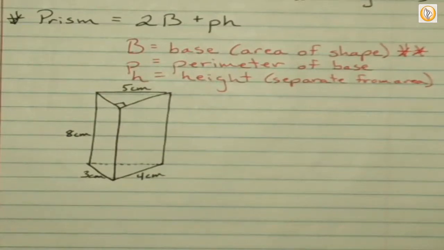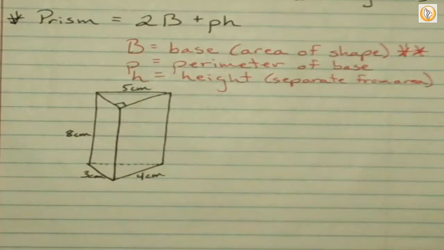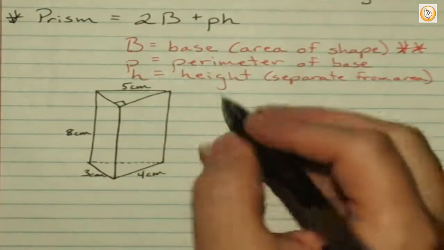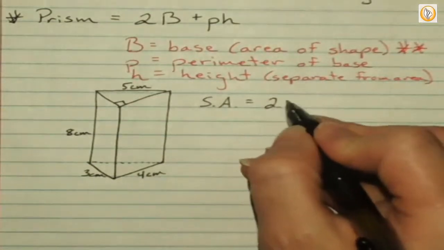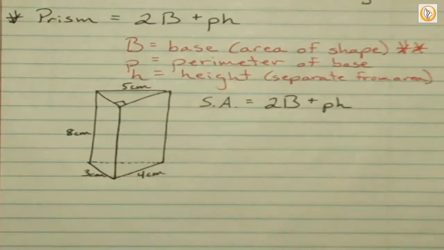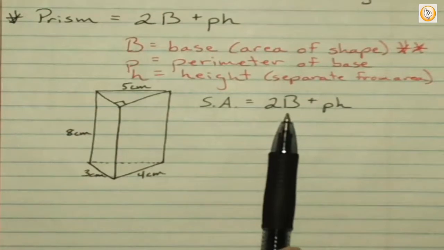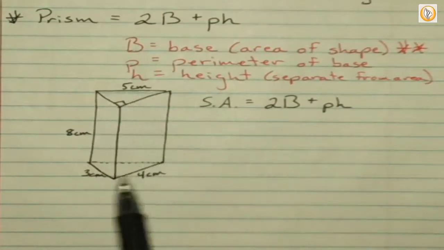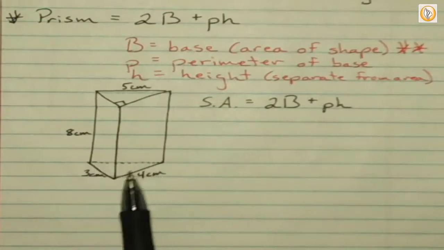Okay. So, we're going to find the surface area of this based on the information that we've been given. So, surface area is the formula 2B plus P times H. Now, it says 2 times B because there's 2 bases. Here's one and here's one, correct? What shape is that base in?